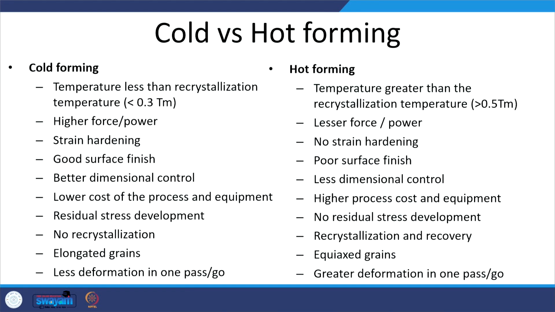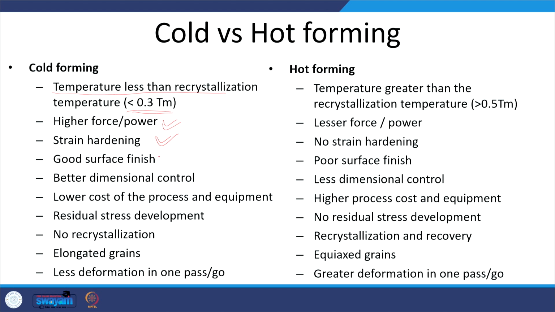Now we will see how the hot and cold forming processes can be compared with regard to their capabilities and performance. Cold forming is done at a temperature less than the recrystallization temperature, which is usually, let's say, less than 0.3 times the melting point. Cold forming requires higher force and power because of the high yield strength and limited ductility. Cold forming shows a strain hardening tendency, which in turn increases the yield strength and makes continued cold forming in later stages difficult.